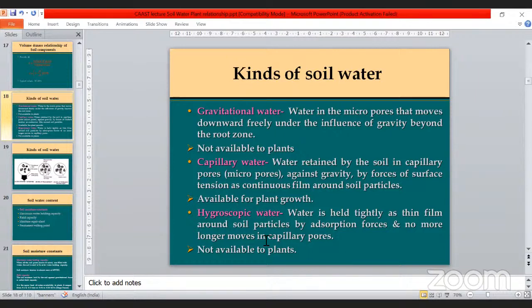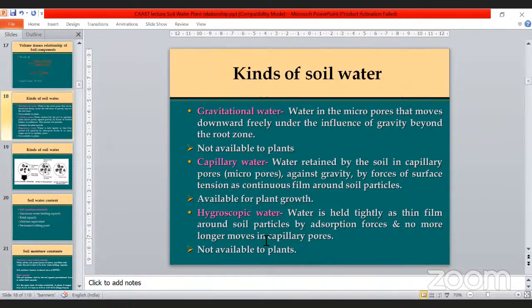So the gravitational water is not available to the plants, but capillary water, that is water retained by the soil in capillaries or pores, the micropores, the small pores, is held against gravity. It is not going down by the gravitational force, but is held against gravity by forces of surface tension as a continuous film around the soil particle. So this is the water which is available in the micropores. It is the available water to the plant. This water we have to manage, and for that purpose we have to manage the soil texture, the soil structure, and use some other practices to get the maximum pores into the soil, so that they can hold the water and the air properly.